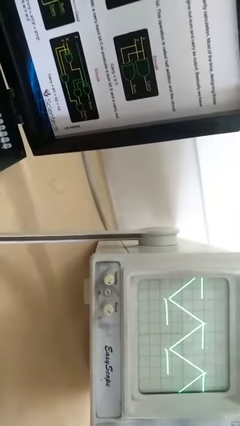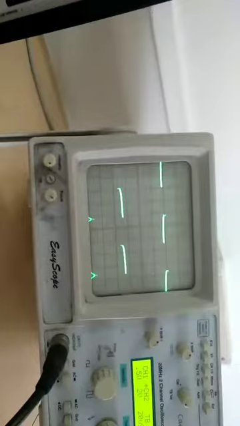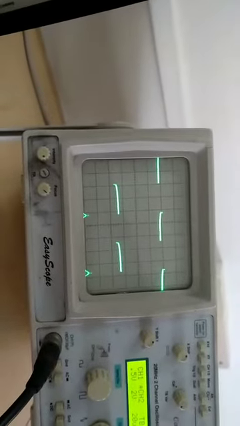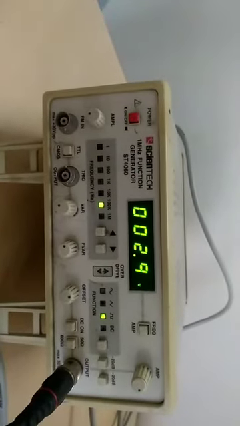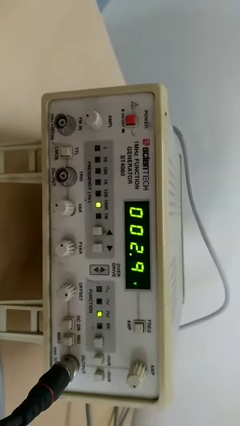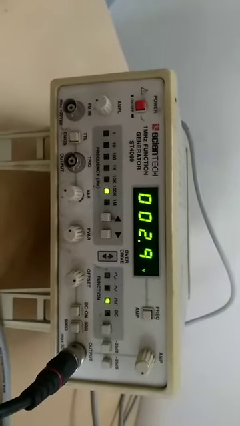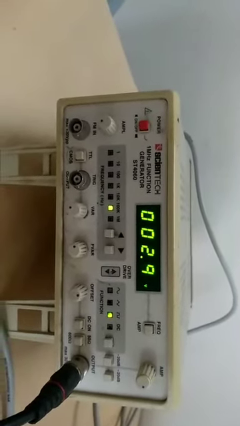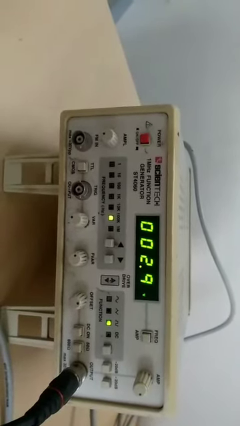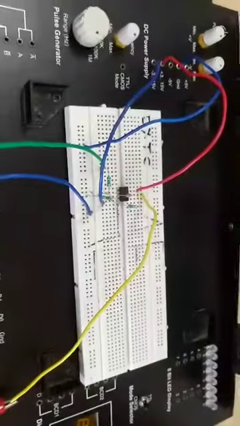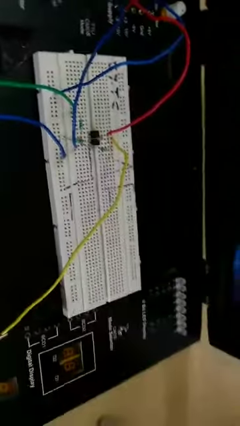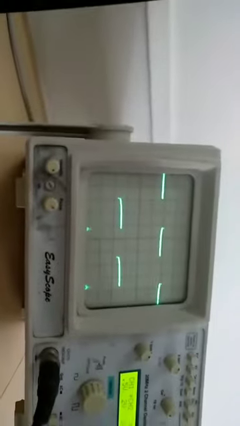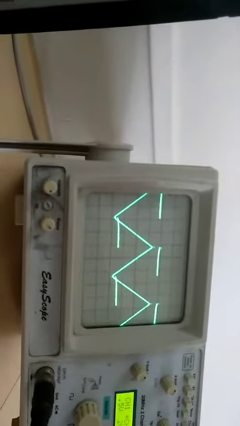Now here we are providing a square wave as an input. This is the input, a 2.9 volt square wave with 100 kilohertz frequency. That square wave acts as an input to the integrator, and for this particular square wave, we are getting a triangular wave as an output.